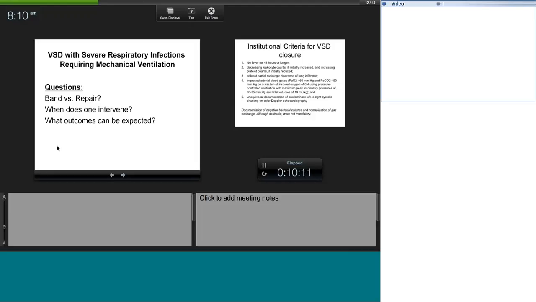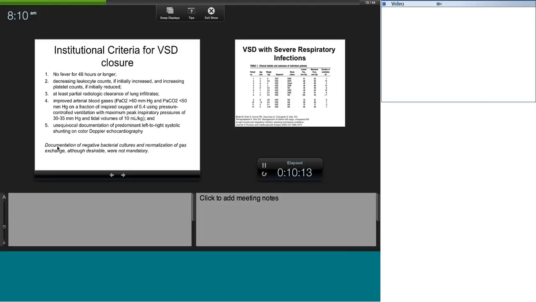So we made up a few set of institutional criteria for VSD closure in these patients. We said, let there be no fever for 48 hours or longer. Let there be a declining count trend if initially increased. So if you have a white cell count of 24,000 and it starts to come down to 18,000, that's good. Or if the platelet counts are very low but they show an upward trend, that's also good. At least partial radiologic clearance. You know that you can never get complete radiologic clearance unless you close the VSD.